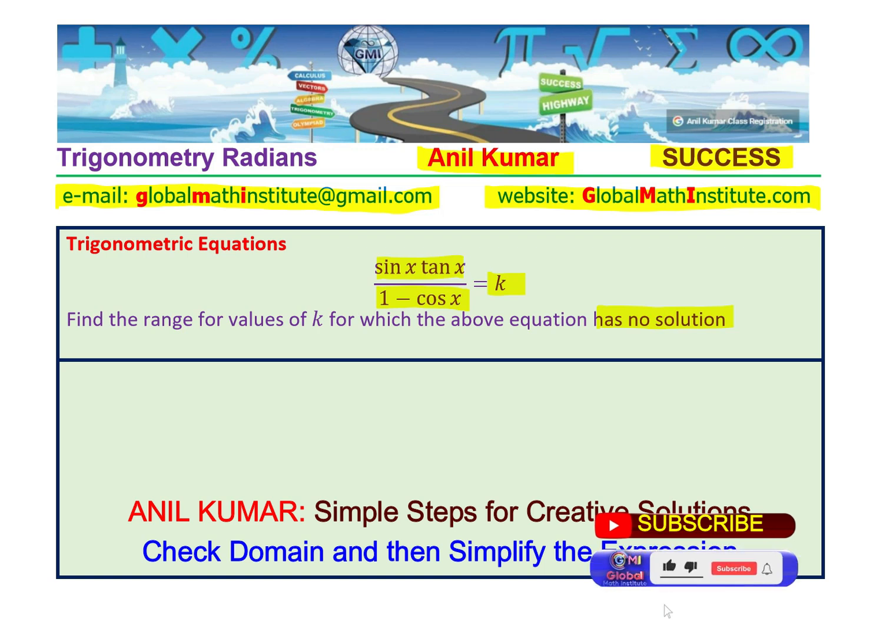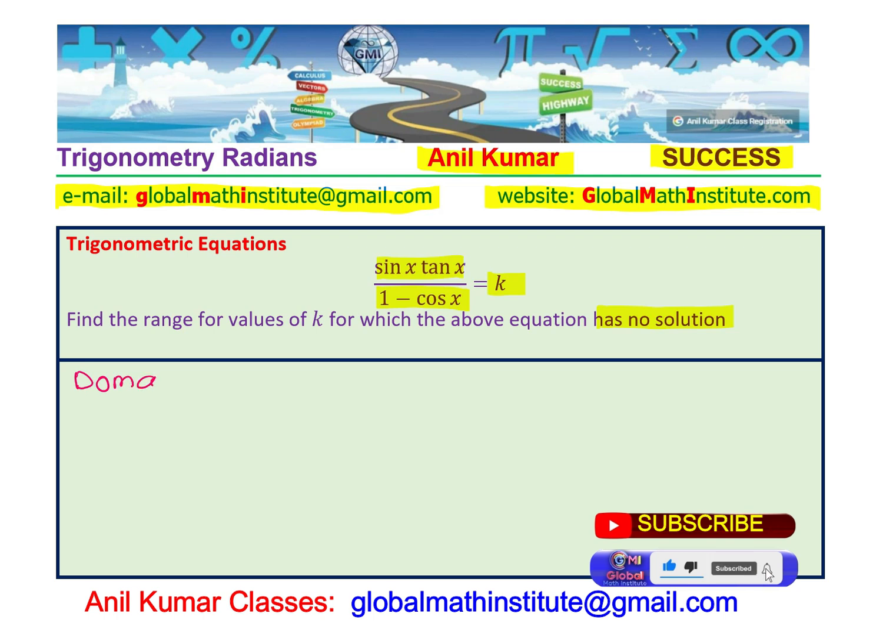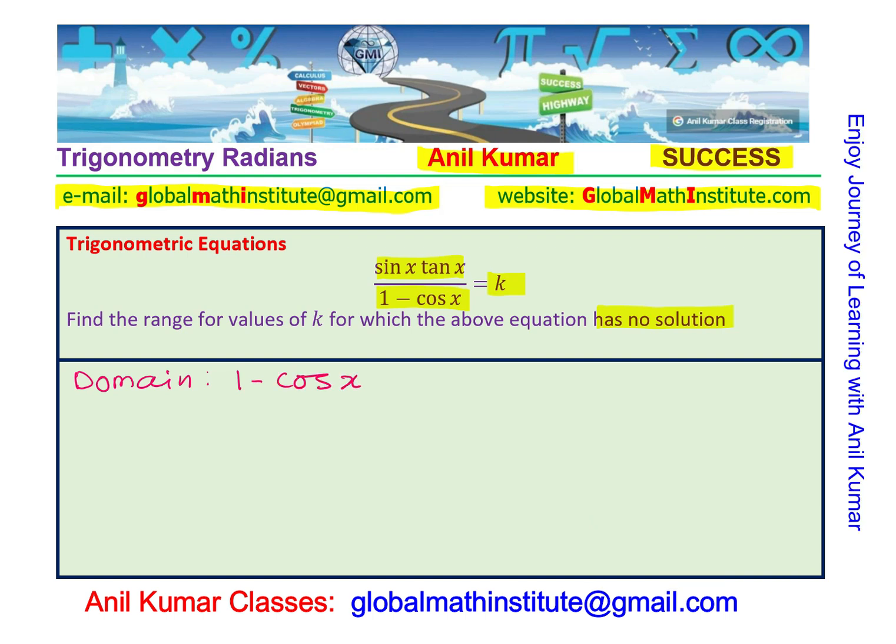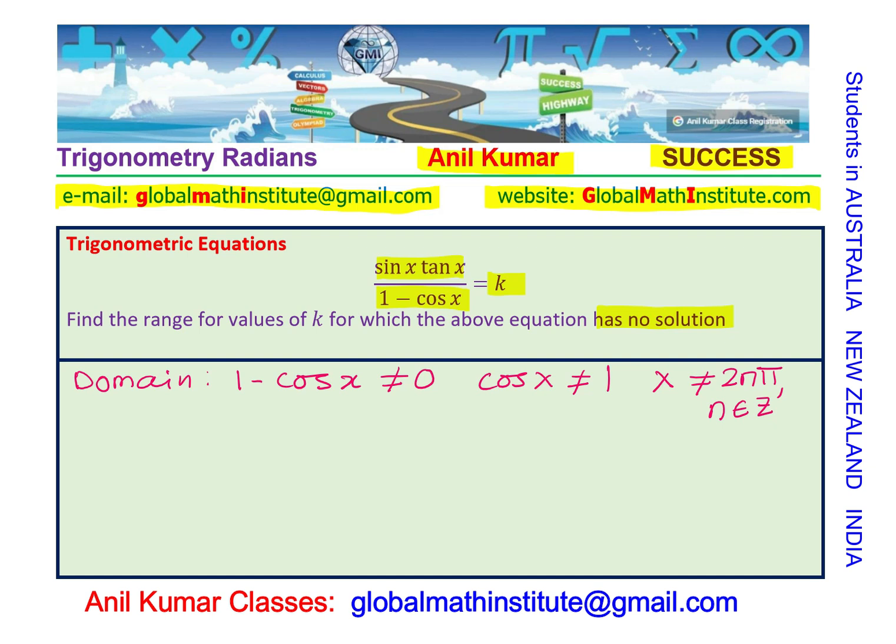As far as the domain is concerned, the denominator cannot be 0. Means 1 minus cos x is not equal to 0. Means cos x is not equal to 1. And that means x is not equal to 2n pi, correct? Where n belongs to the set of integers. So we have one restriction here, and that is, of course, x is not equal to 2n pi, where n belongs to the set of integers. Makes sense?